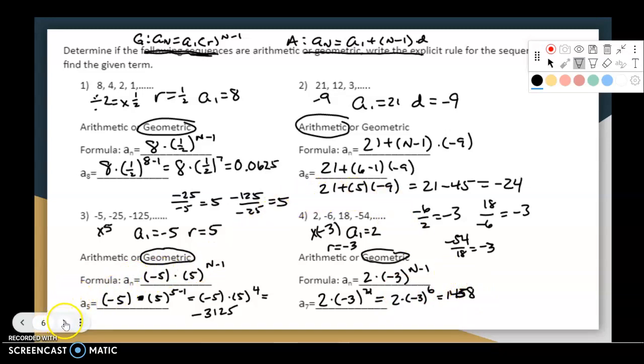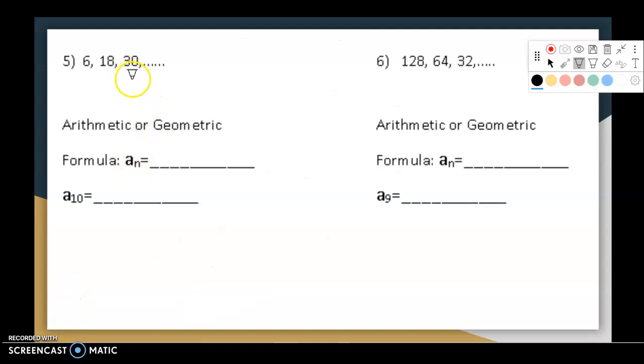Okay, hopefully you got that one. Let's try numbers 5 and 6. So for number 5, we have 6, 18, and 30. It might look like you're multiplying at first. 6 times 3 is 18, but 18 times 3 is not 30. So it looks like you're adding. So you're adding 12, right? 6 and 12 is 18. 18 plus 12 is 30. Yep, that makes this arithmetic.